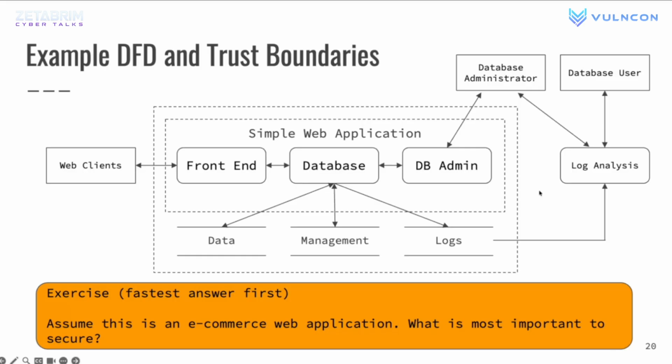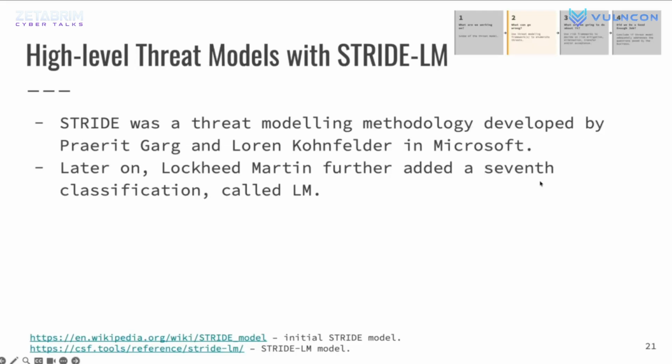Now let me jump to the next piece, which is actually doing a threat model. There is a threat modeling framework called STRIDE. Later on, an extra part called lateral movement was added, which is called STRIDE-LM. The history behind this is that STRIDE was a threat modeling methodology developed at Microsoft. That's also why, if you search for STRIDE, you will see many, many references to Microsoft.